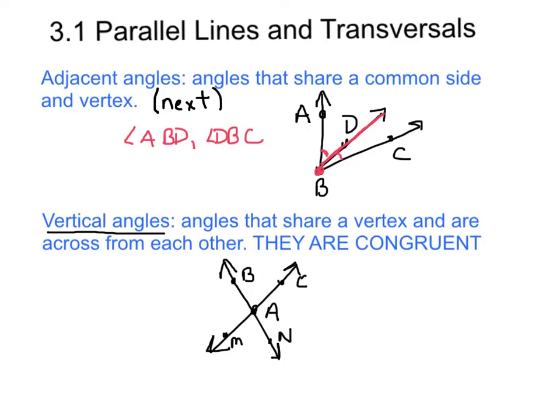So this angle here, the red angle, angle BAC, and angle MAN are across from each other. They are vertical and they are congruent. These 2 angles, which are angle BAM and angle CAN, are also across from each other. They are also vertical angles.